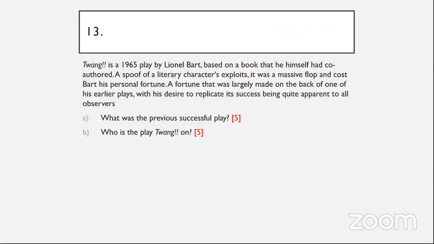So Twang is a 1965 play by Lionel Bart based on a book that he himself had co-authored. A spoof of a literary character's exploits, it was a massive flop and cost Bart his personal fortune. A fortune that was largely made on the back of one of his earlier plays, with his desire to replicate its success being quite apparent to all observers. So what was the previous successful play, and who is the play Twang on?